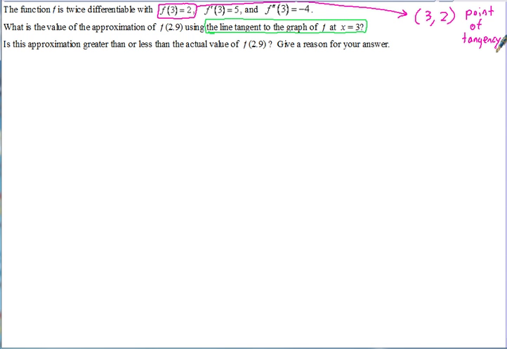And then the other thing we need is the slope, but it tells us right here that f prime of 3 is 5. Remember, the derivative is giving you the slope of the function, or the slope of the tangent line. So 5 is our slope. Those are the two things we need to write down our tangent line.